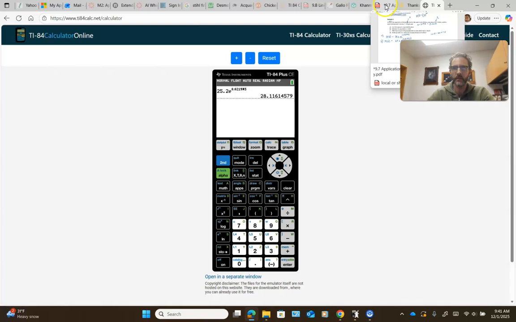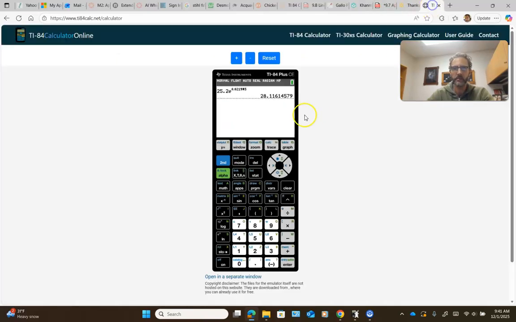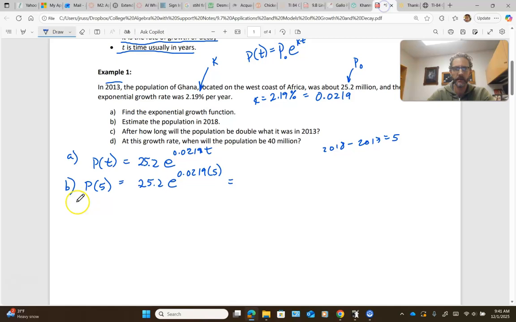You're going to have to look and see how you want to round. It doesn't say, but your homework will. I'm going to round to maybe the tenths place, so this would be 28.1 million. So 28.1 million. You have to keep that word million in there.